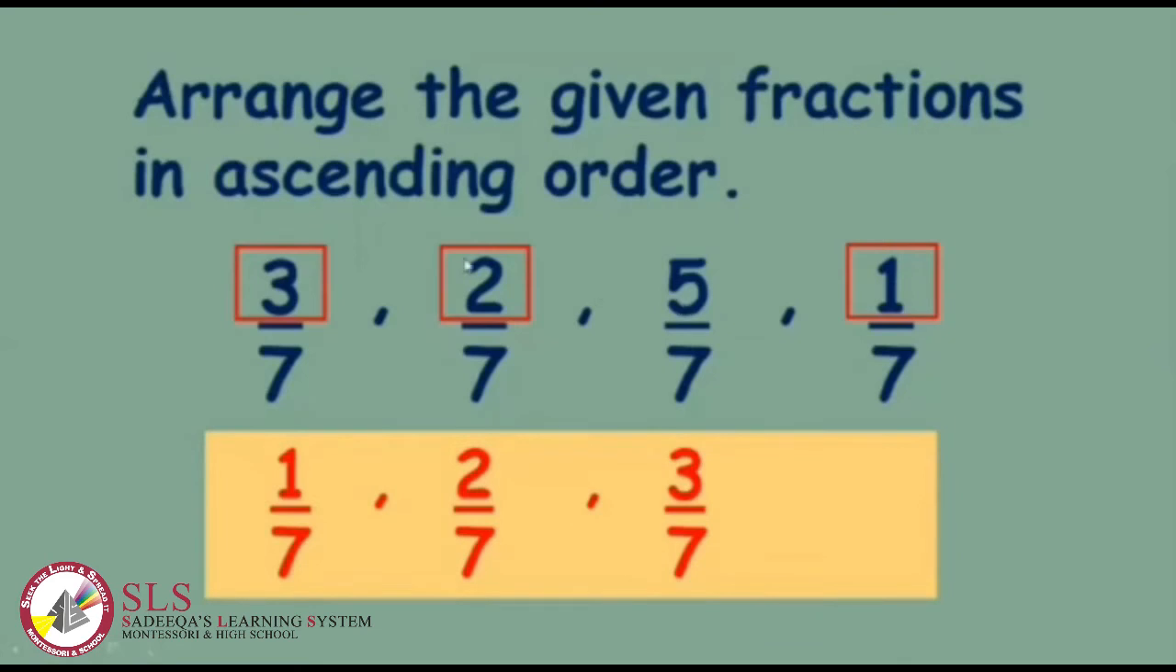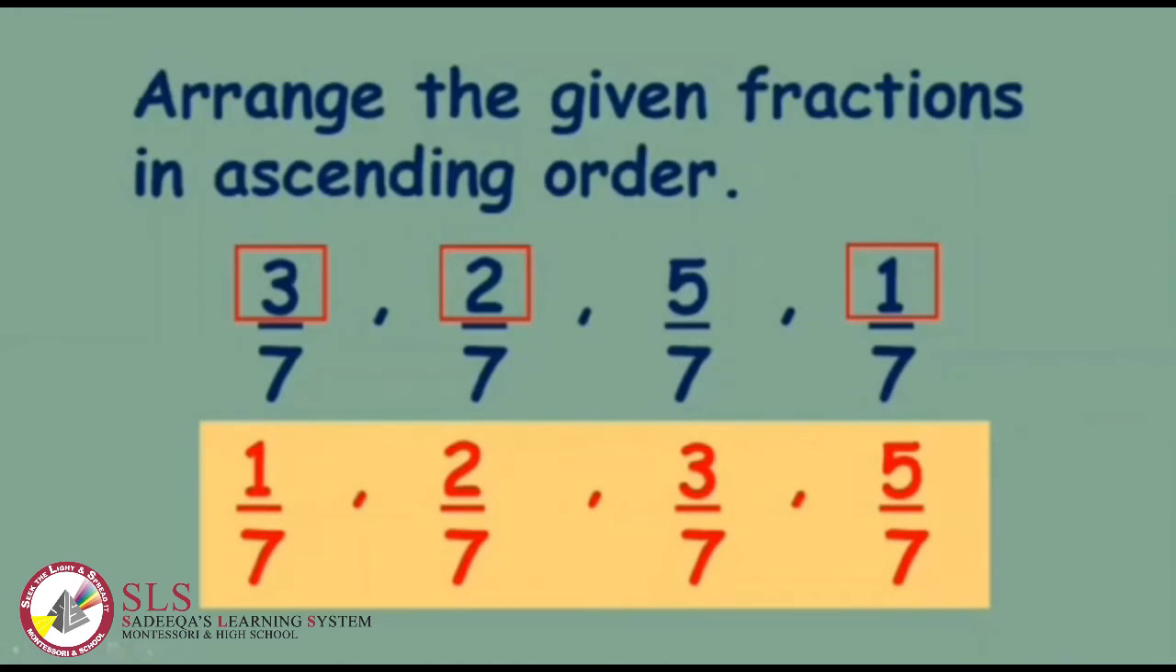Then 3 is the smallest between these two. So write 3 by 7. And then the last, which is 5 by 7. So 5 by 7 here. So you can see the ascending order of these like fractions. Like you can see 1 by 7, 2 by 7, 3 by 7, 5 by 7. And these fractions are now arranged in ascending order.